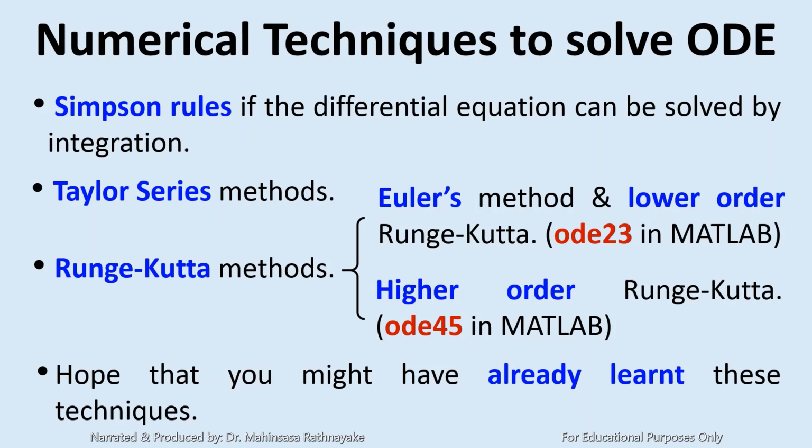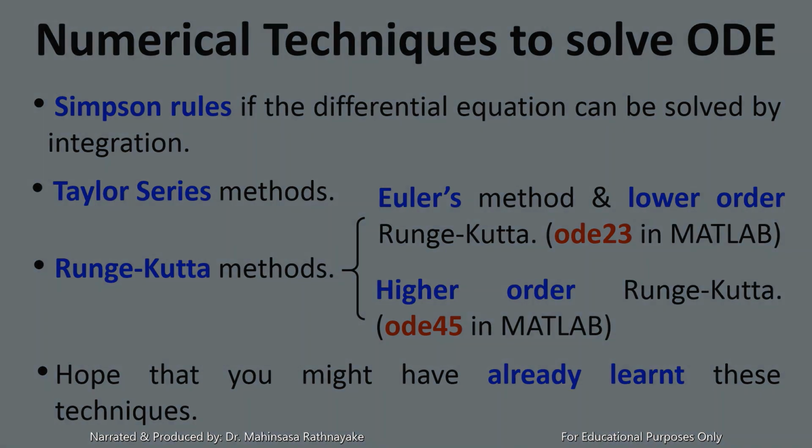In MATLAB software also, there are a variety of ordinary differential equation solvers. The commonly used ones are ODE23 and ODE45. Actually, these are the commands. ODE23 uses Euler's method and lower orders of Runge-Kutta methods as numerical techniques, while ODE45 uses higher orders of Runge-Kutta methods, so that the solutions would be more accurate when we use ODE45. So let's see how we can use these solvers in MATLAB software to solve a differential equation.